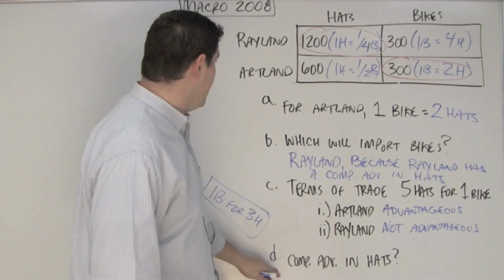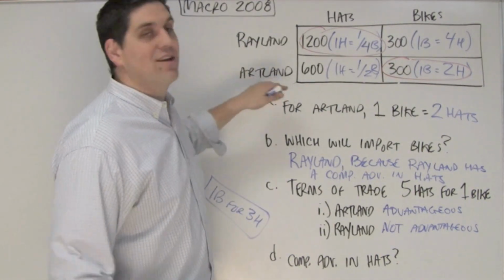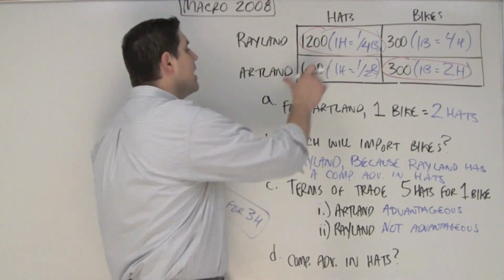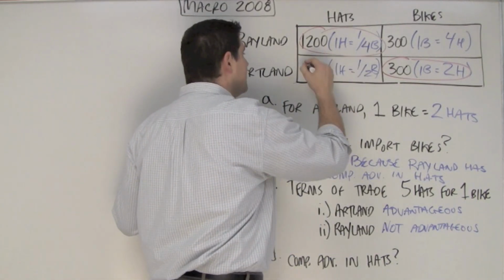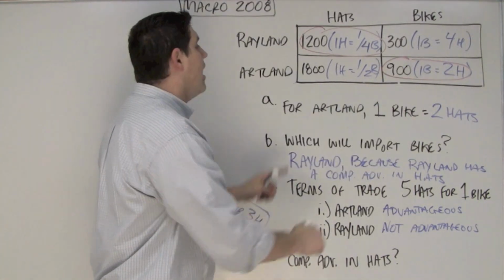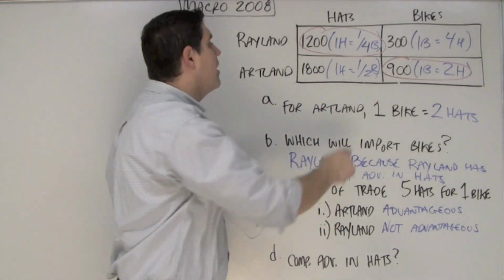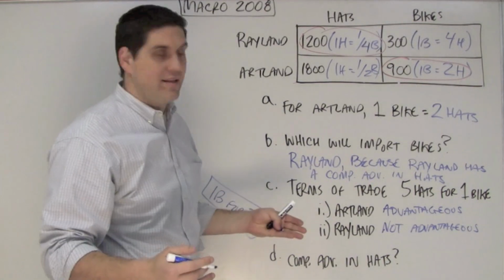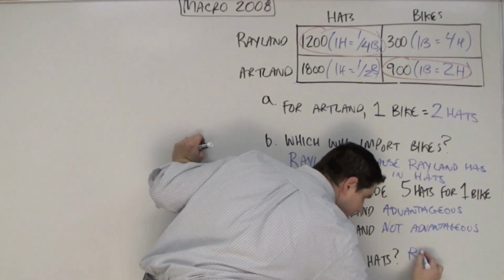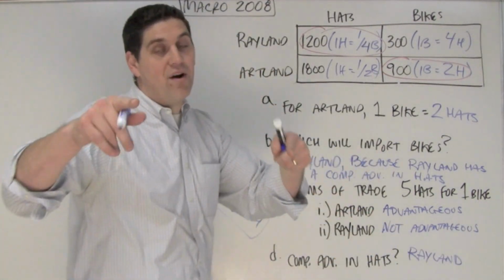Last question, question D. If productivity in Artland triples, which country has a comparative advantage in the production of hats? Well, if Artland triples, that means this is going to go up to 1,800, and this is going to go up to 900. Now, even though the raw numbers have gone up, the per unit comparative advantage stays exactly the same. And so the comparative advantage in hats still goes to Rayland. That's it. That's the answer, comparative advantage.